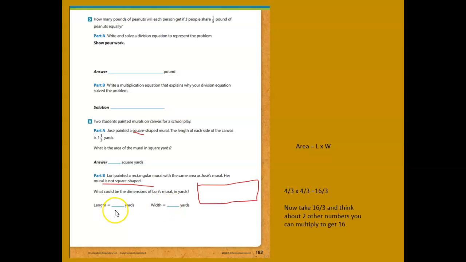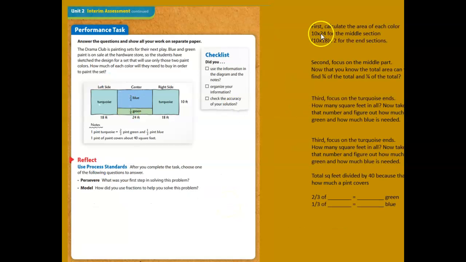So you're not going to have 4/3 times 4/3. You're going to have something else times something else. Okay, those are the easy ones compared to the next problem. Oops, I've got those right in my way. And that's okay. I am going to tell you that I've got steps here for you to think about.